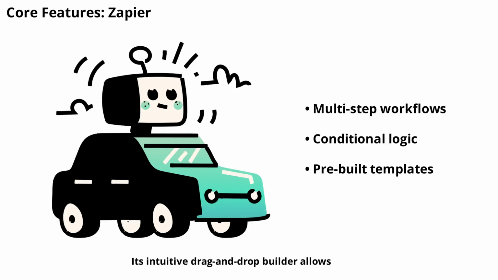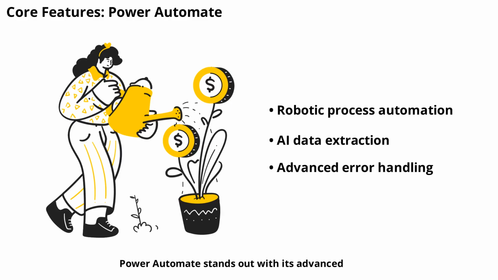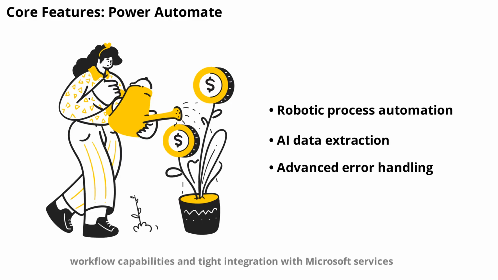Its intuitive drag-and-drop builder allows users to set up automations quickly, reducing the need for IT support. Zapier also offers built-in templates to help finance teams get started with common workflows. Power Automate stands out with its advanced workflow capabilities and tight integration with Microsoft services.